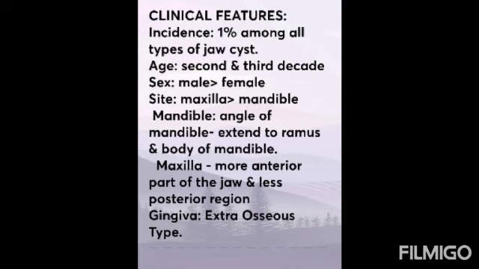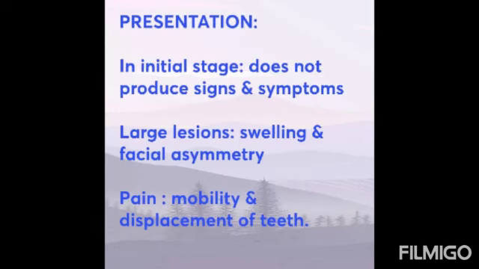Next, moving on to the clinical features. In incidence, OKC makes up 1% of all jaw cysts. It affects the second and third decade of life, and most commonly affects males. The most common site is the maxilla rather than the mandible. In the mandible it mostly affects the angle and extends to the ramus and body of the mandible. In the maxilla, the anterior part of the jaw is more involved and the posterior region less. In the gingiva there is an extraosseous type.